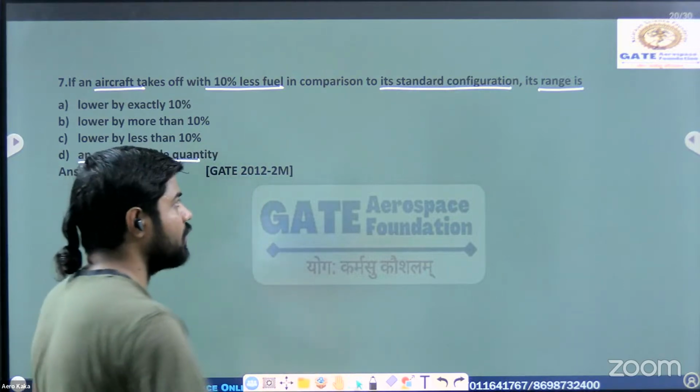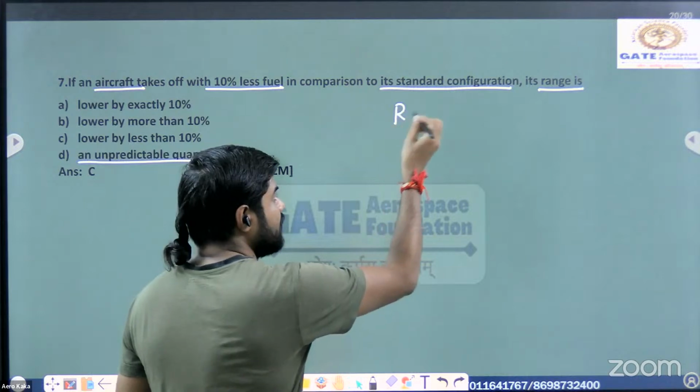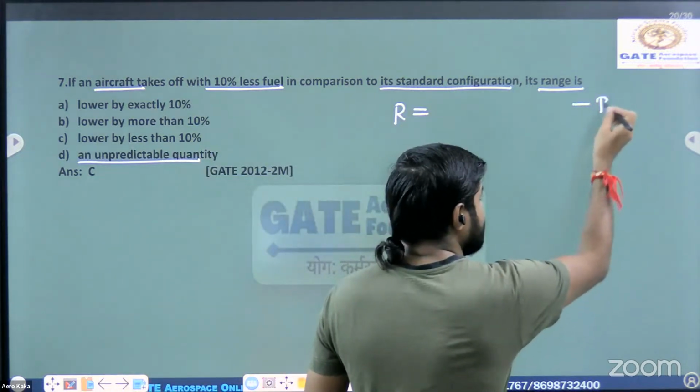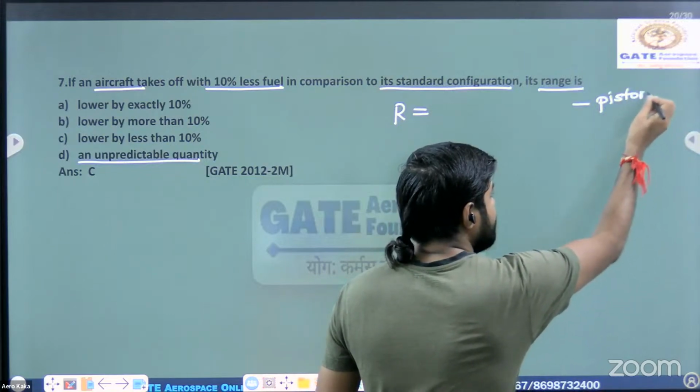So what is the range formula? What is the range formula for a piston engine aircraft? First, can you tell me for a piston engine aircraft?